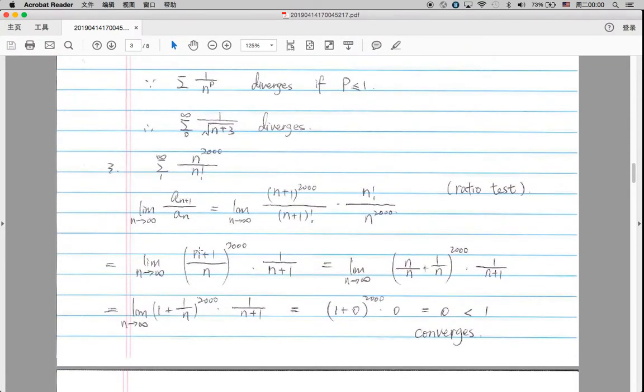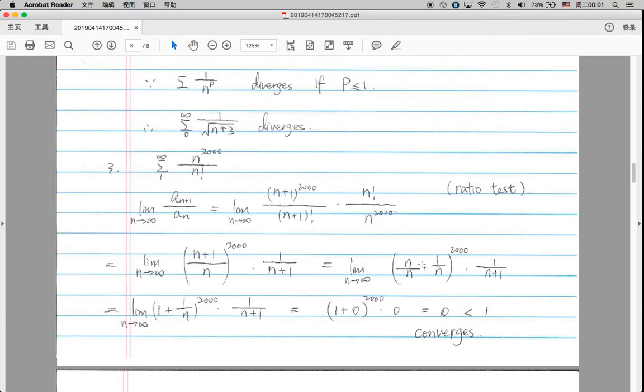Now let's take a look at another example where we use a ratio test to check if a series is converging or not. Basically, the ratio test takes the limit as n approaches infinity of the term n plus 1, the next term, divided by the previous term. In our example, by plugging the expression into this test, we can rewrite our solution all the way to 1 plus 1 over n to the power of 2000, and then 1 over n plus 1.